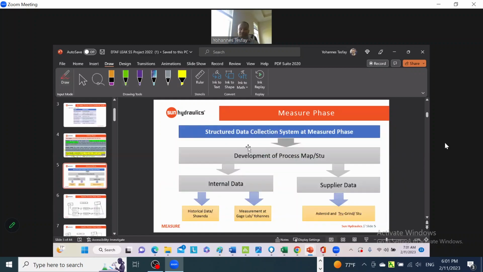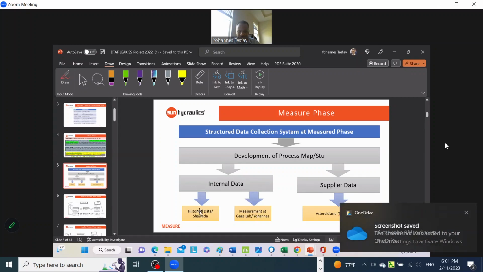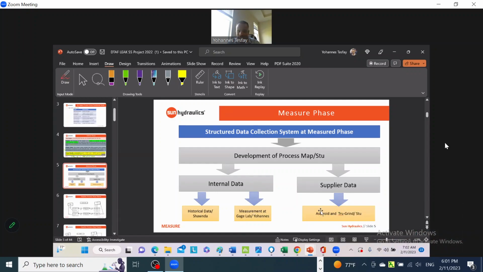So the measure phase: data collection system, development of process map, and internal data and supplier data. So who's going to work with internal data? These are the people who do the internal data, okay? Then supplier data, this person is going to do that, from this company in Chicago.